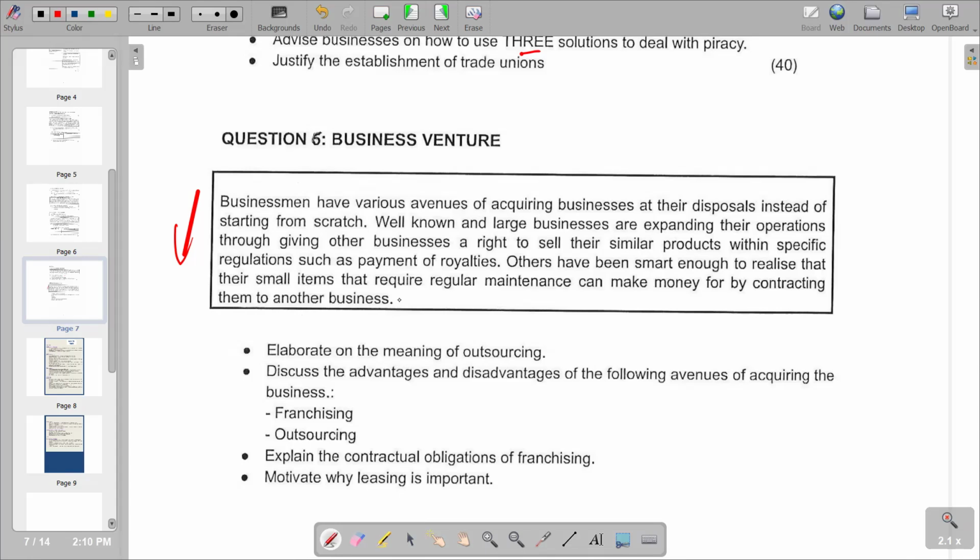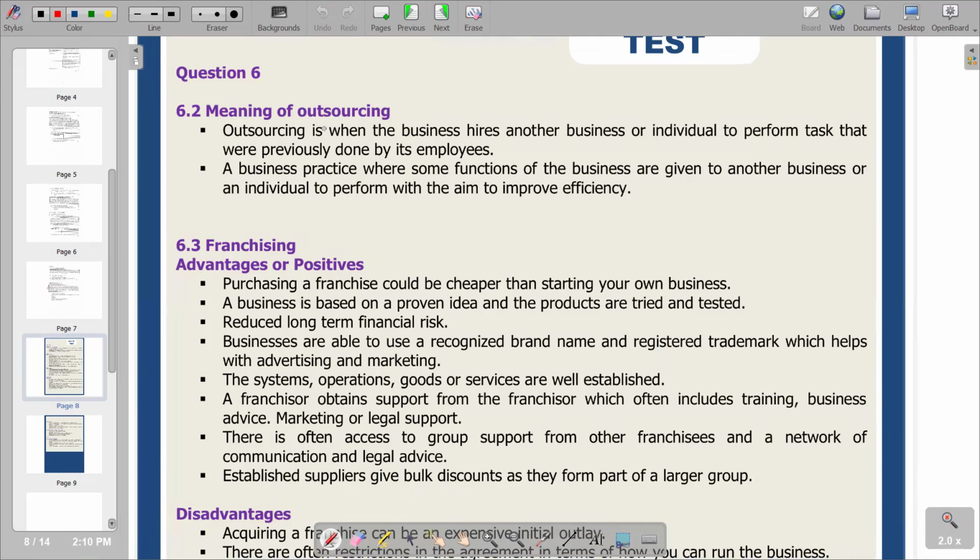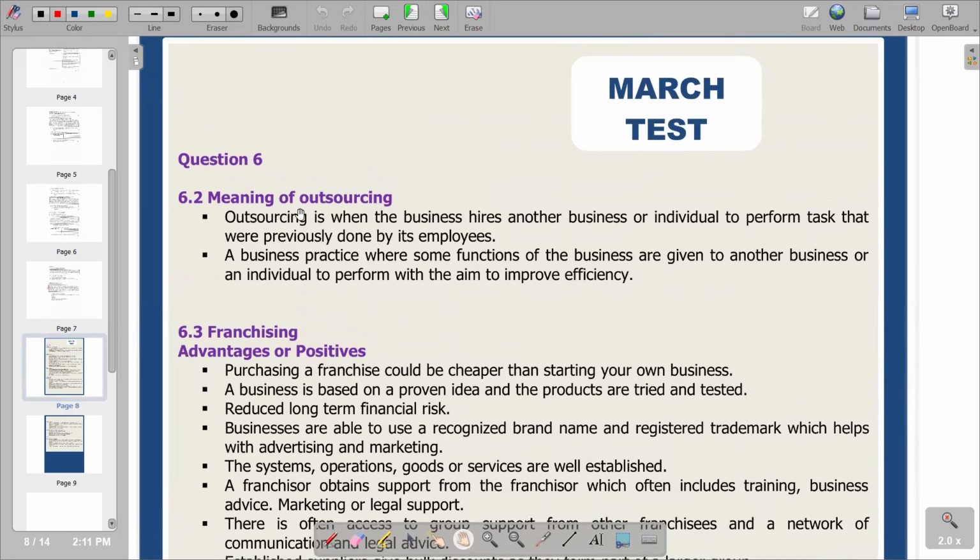So on the meaning of outsourcing, you'd say that it is a business practice in which companies use external providers to carry out business processes that could have been handled internally. So those business processes could have been handled internally, but the business goes on and approaches external providers. That is the concept of outsourcing. So we have that other section whereby we are saying outsourcing is when the business hires another business or individual to perform tasks that were previously done by its employees. So that's what we have on outsourcing.